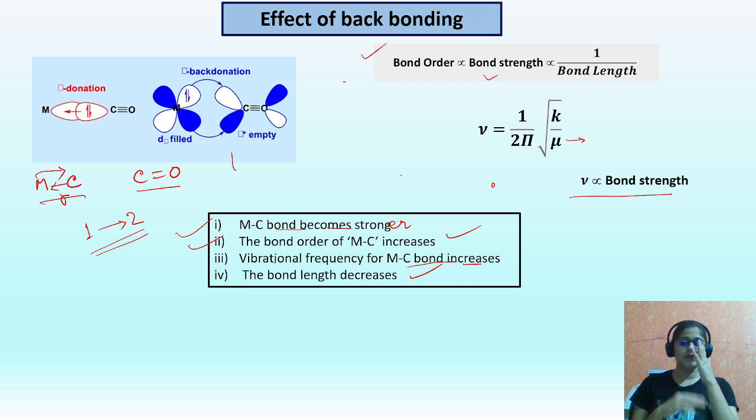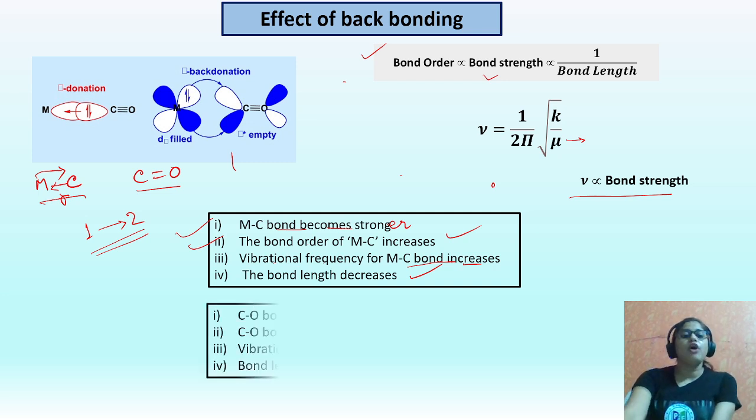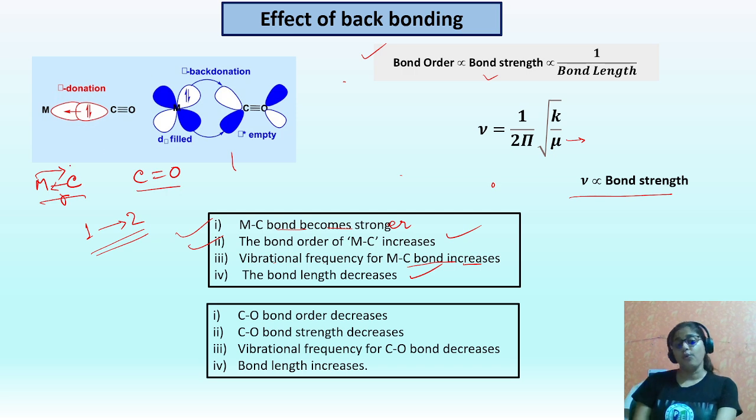So in IR we get a higher value of the frequency. Fine, and as it becomes stronger, bond order will obviously increase. And as bond order increases, the bond length will decrease. Simple. Now we will talk about the effect on CO.